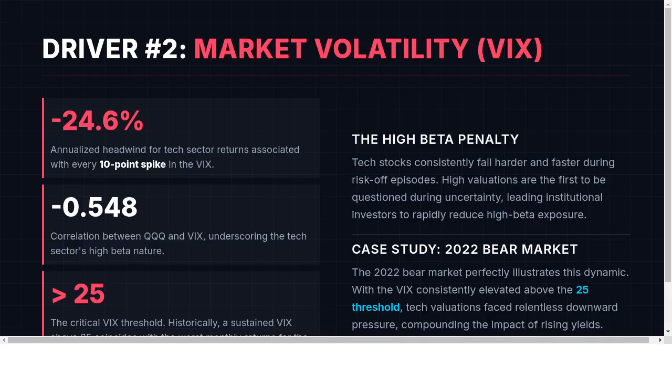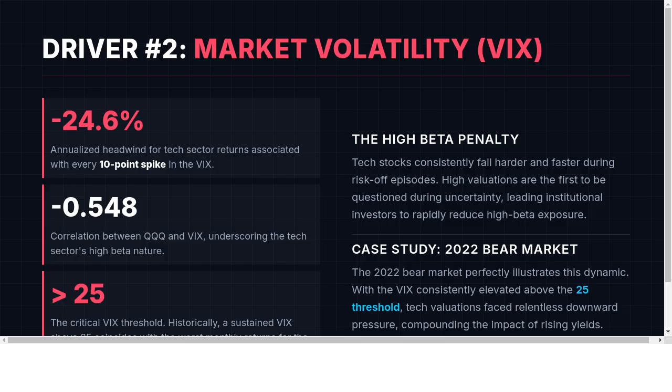Building on our discussion of yields, market volatility, as measured by the VIX, is another critical factor. Every 10-point spike in the VIX is associated with a significant 24.6% annualized headwind for tech sector returns. This inverse relationship, with a correlation of -0.548, underscores tech's high beta.